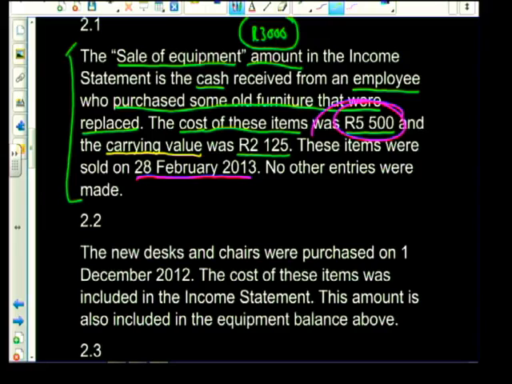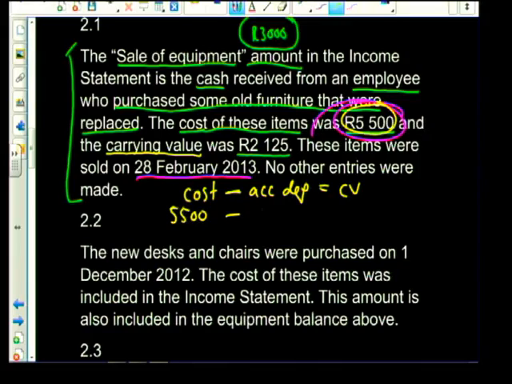I'll write it down for you. The formula is the cost price minus the accumulated depreciation. That equals my carrying value. But now in this example, we've got the cost price. Here it is, 5,500. We've recorded it already. We don't have the accumulated depreciation. We don't know what it is, so I'm going to put an X in there because this is one of those questions where you have to work backwards to find a missing number. And then we've got that this sum is equal to our carrying value of 2,125.